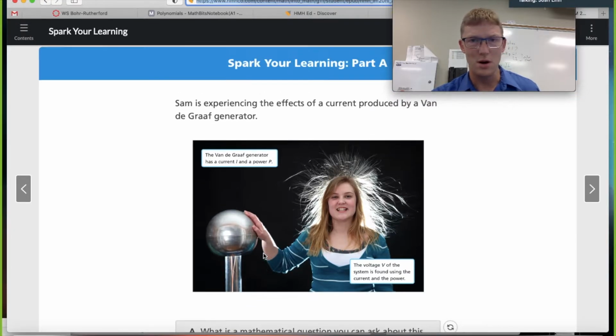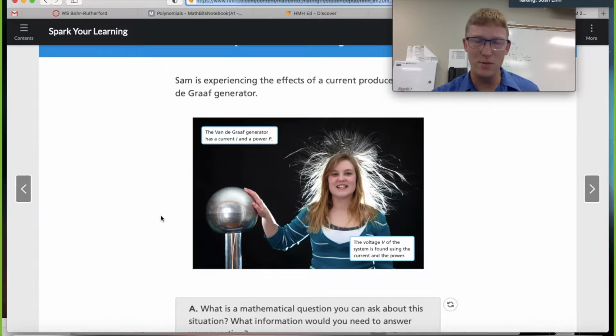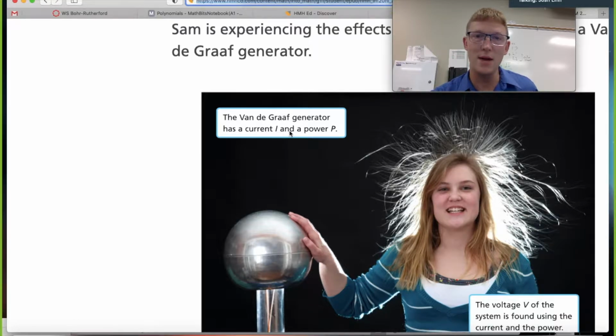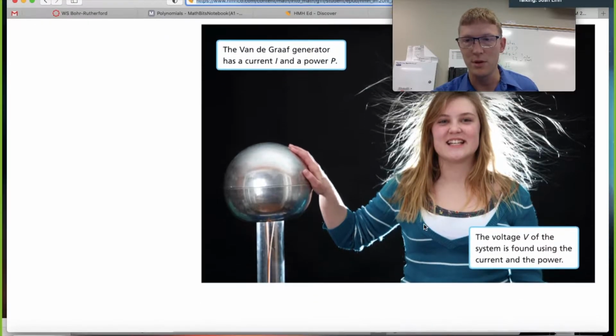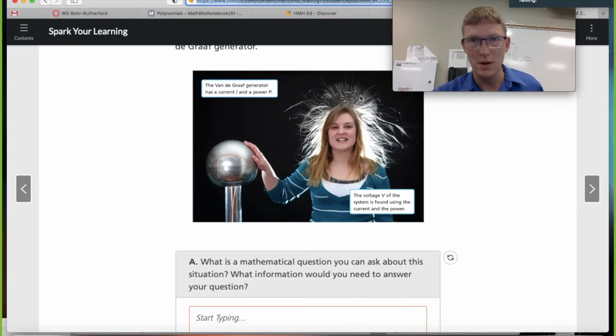So our spark, our activity, spark your learning. This is the Van de Graaff generator. It produces static electricity. And according to this little graphic right here, our Van de Graaff has a current of I and a power of P. The voltage is found by using the current and power. And yes, it does make your hair stand up.